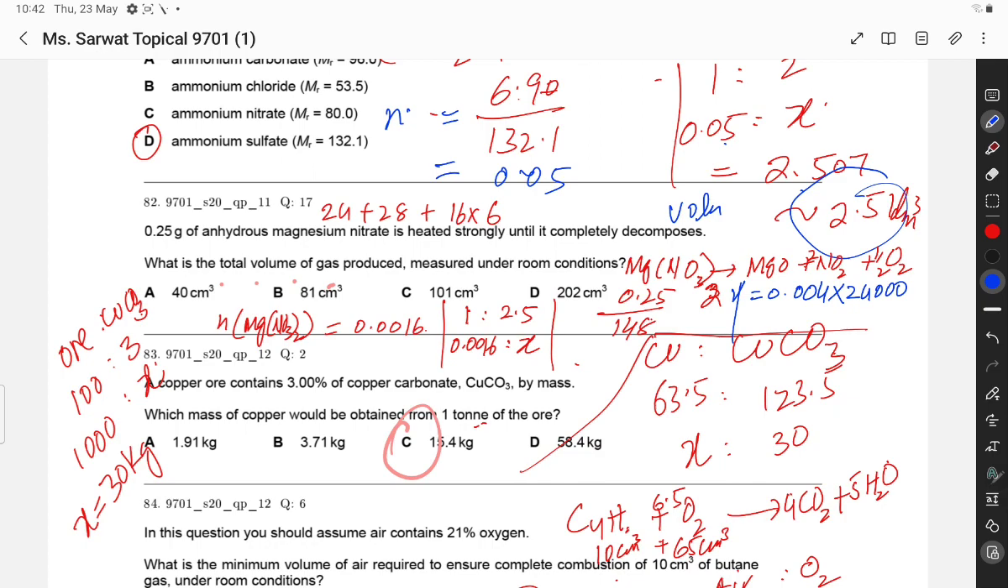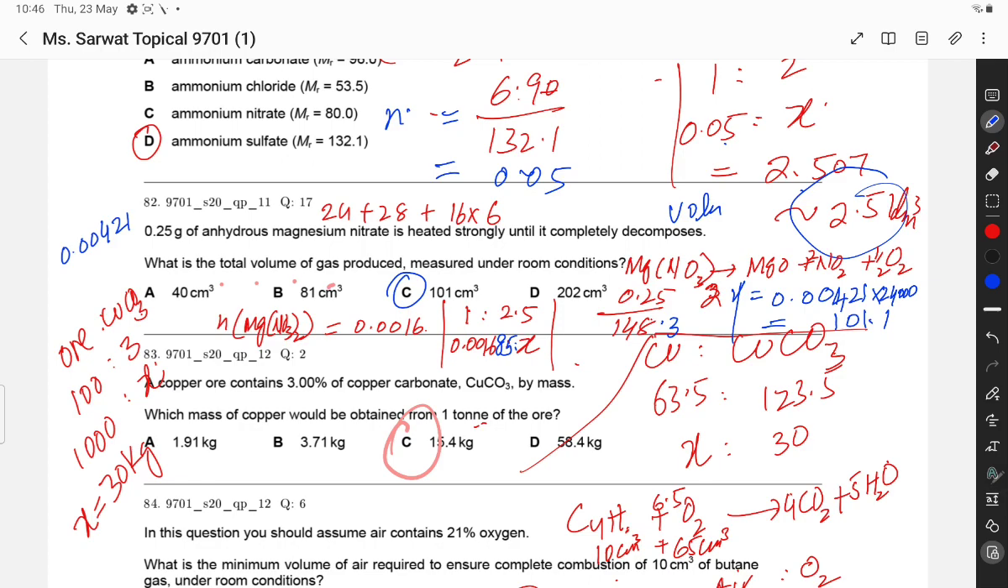Sorry, this is 0.0016. 0.0016 into 2.5 is equal to 0.004, into 24,000, please take the whole number ratio, into 24,000, that is equal to 101.1. So C is the best option.